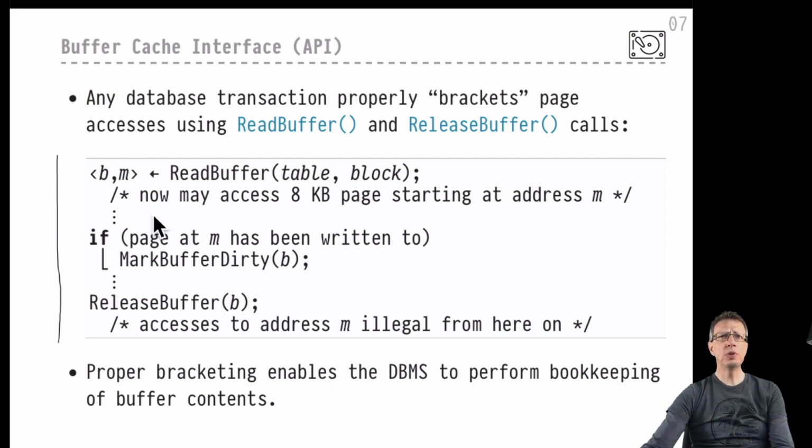Okay, so once we've done the first ReadBuffer operation, we may now access the 8 kilobytes at address M, and this would be code located here where I've just drawn the line. If that code actually modifies bits in these 8 kilobytes, if I modify the page located at M, if I modify page B, then it's my duty as code to indicate that to the buffer and mark that page B as dirty.